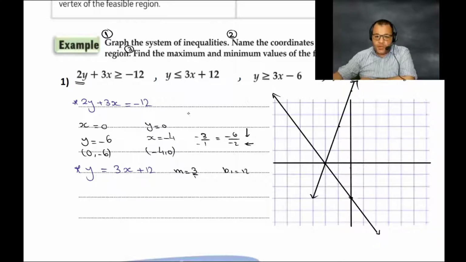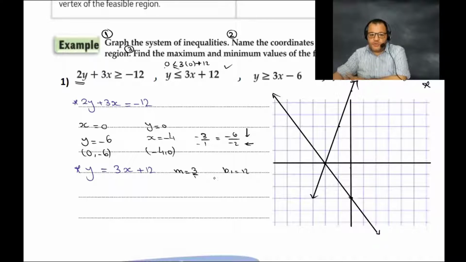Why number 1? If there is confusion, just replace x with 0 and y with 0. 0 is smaller than or equal to 3 times 0 plus 12. Is this right or wrong? So it's right. We shade the part which contains the point (0, 0), so we shade this part. Until now, that is the common shaded part.